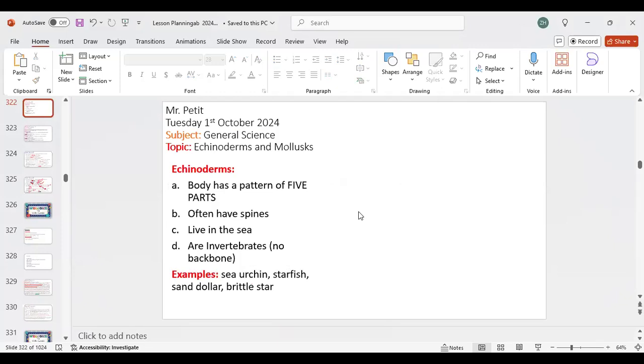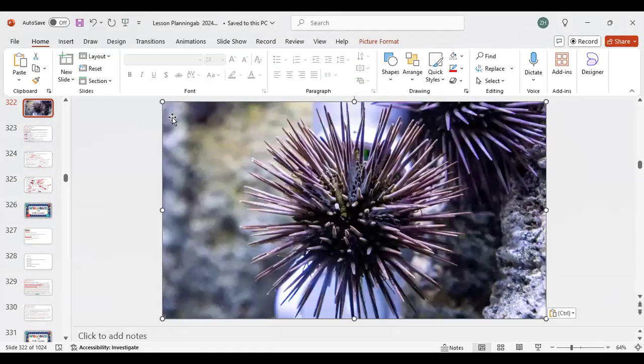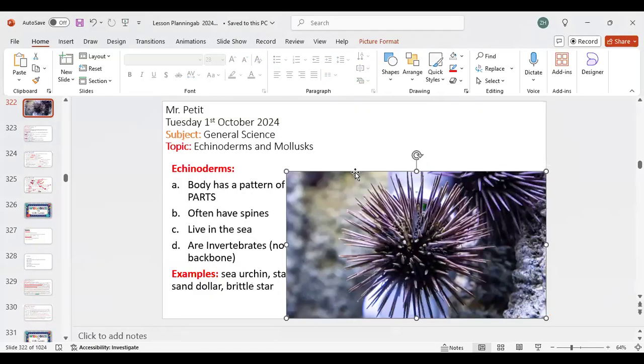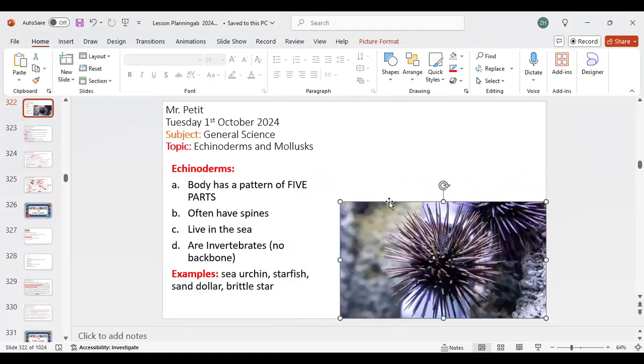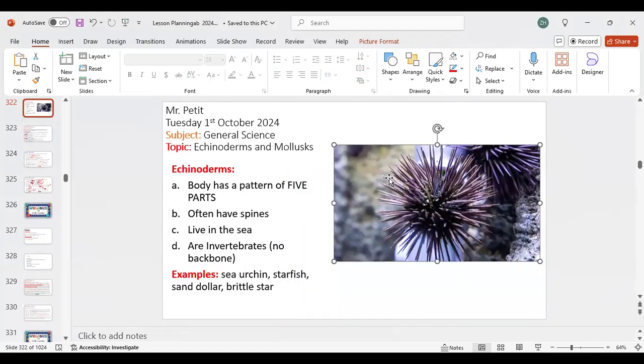So let me show you an example of a sea urchin. Very pointy and spiky. So this is a sea urchin. Has anyone ever seen a sea urchin before in real life? Yes, sir. I almost stepped on one before. It goes in your foot. Yeah, so you've got to be careful.